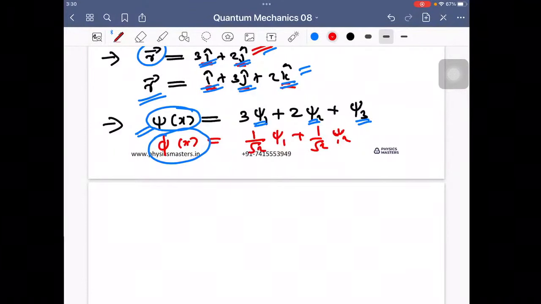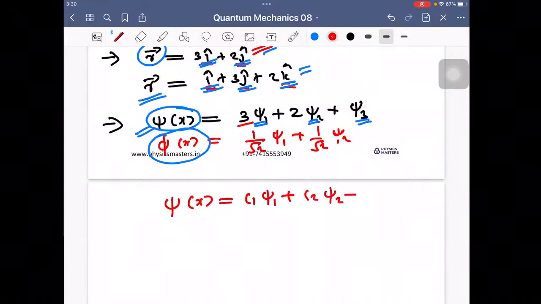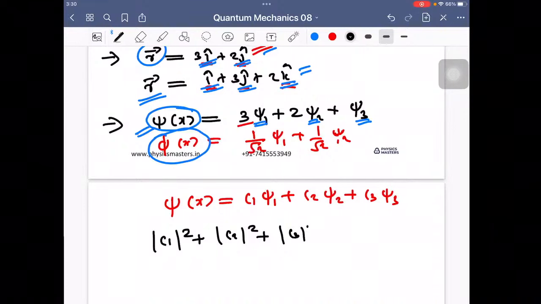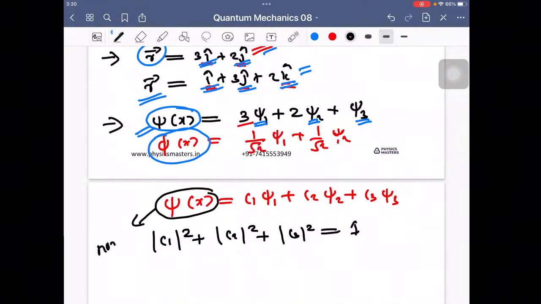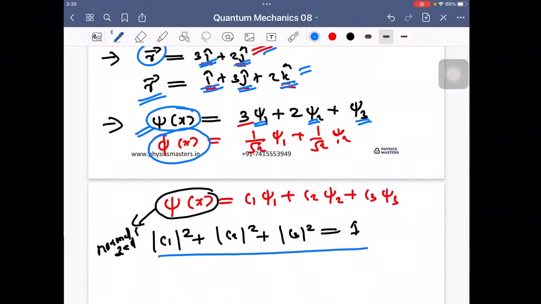How? Let me write a general formula. Let psi of x equal to c1 psi 1 plus c2 psi 2 plus c3 psi 3. If the value of mod c1 square plus mod c2 square plus mod c3 square equals 1, then it means that psi of x is normalized. So if it is not normalized already, you can normalize it by using this equation.